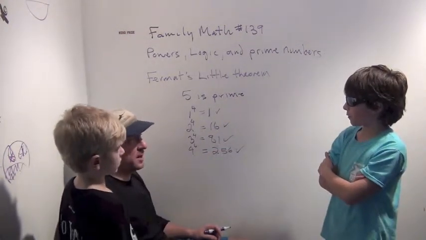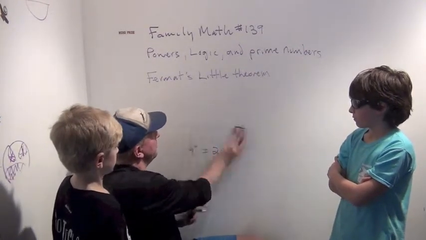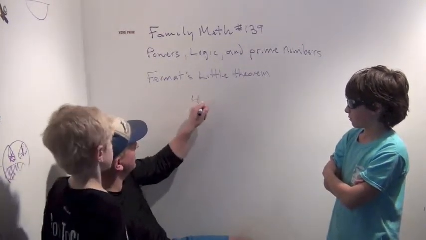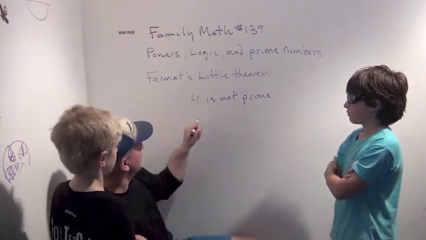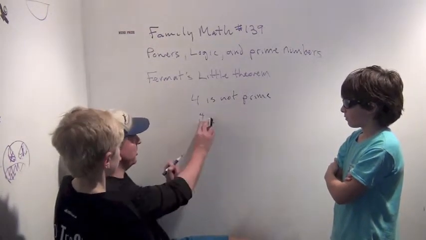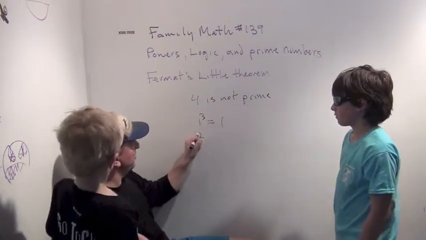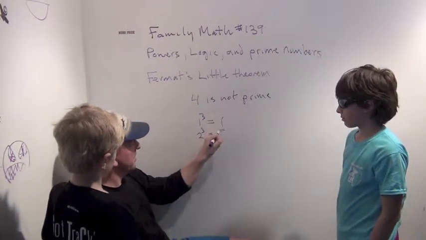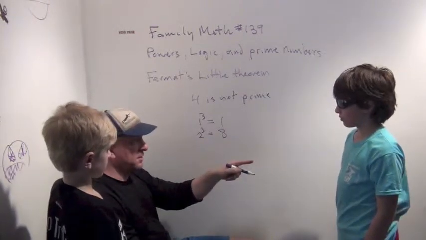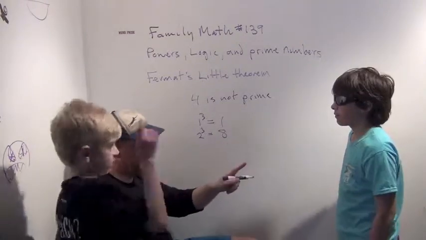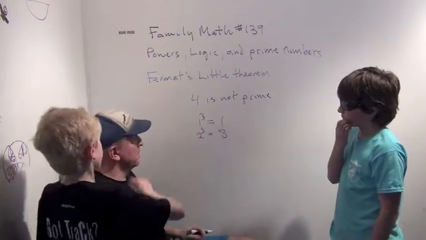So give me a small number that you know is not prime. 4. Okay, great. 4. Let's make sure not primes do not pass the test. 4 is not prime. And let's just see. 1 cubed is 1. Okay, so that seems to pass. 2 cubed is 8. That doesn't pass. The remainder when 8 is divided by 4 is 0. Right. So we can tell that 4 is not prime. Okay.